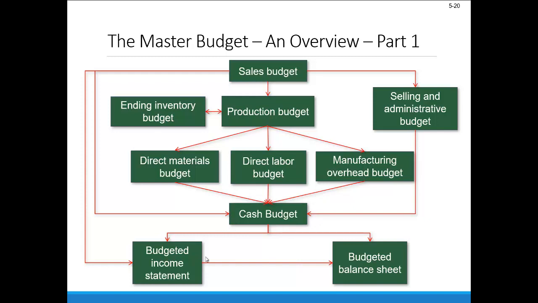And at the bottom here, really the outputs of this master budget process are the budgeted income statement and the budgeted balance sheet. We're trying to say, given what we're projecting here in terms of our demand and all the resources we need to support that, what will that leave us in terms of a financial position, the budgeted balance sheet, and in terms of potential profitability, the budgeted income statement.